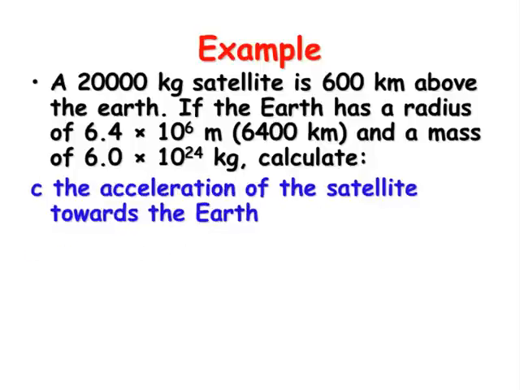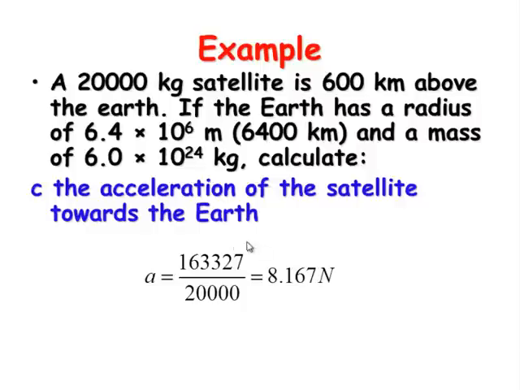The acceleration of the satellite towards the Earth. At what rate does it accelerate towards the Earth? Well, a equals F over m, Newton's second law. When we substitute those values in, we get 8.16 meters per second squared. I've been caught cutting and pasting here.